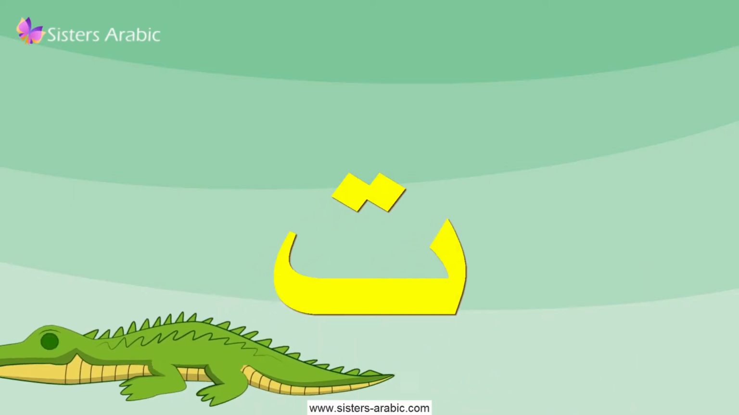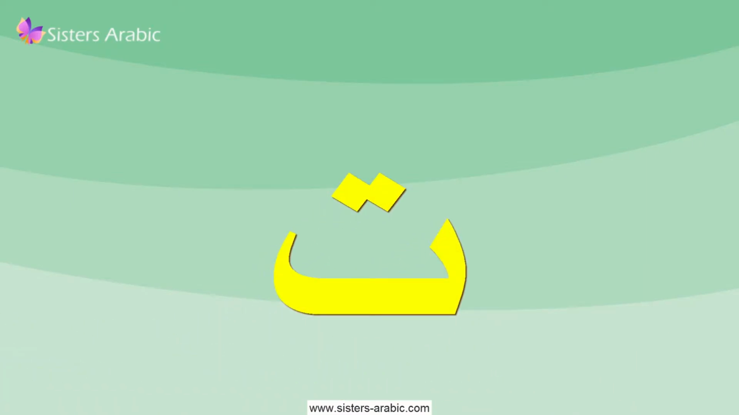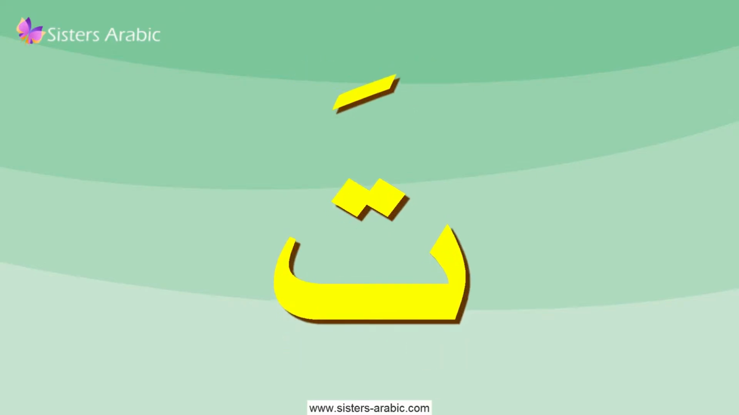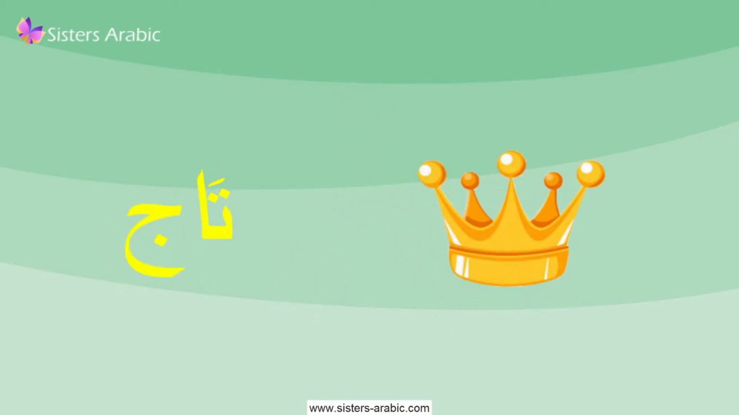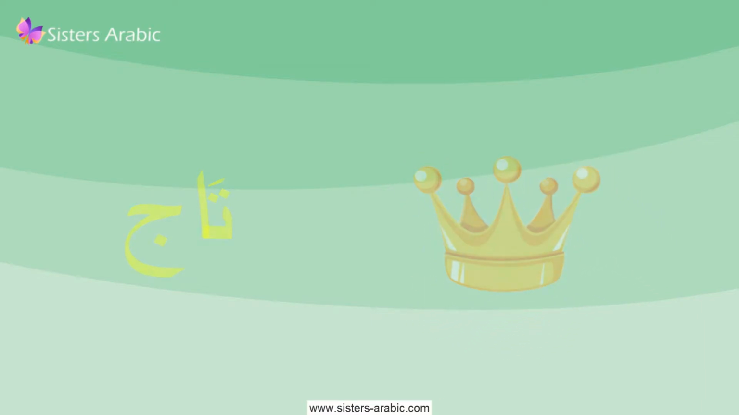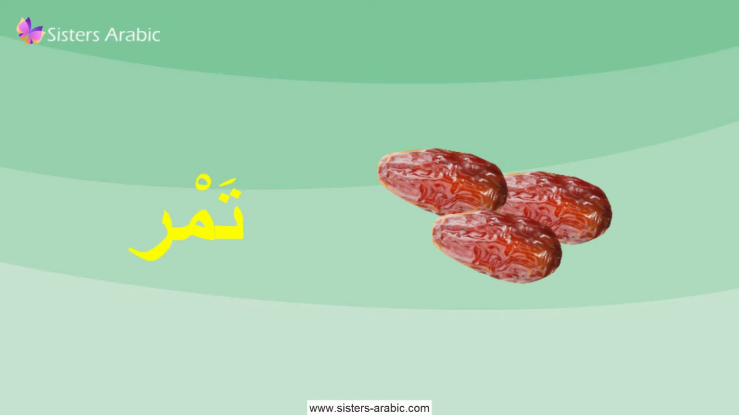حرف التاء. تاء. تاء فتحة. تا. Fatha is a small line above the letter. So تاء فتحة تا. تاج. تمر.